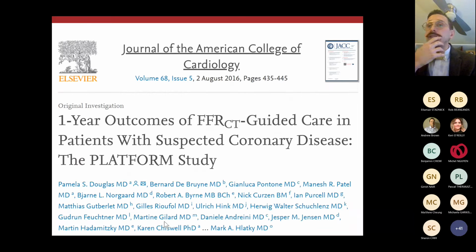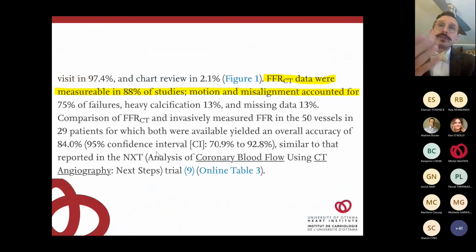Still, it should be noted that FFRCT is not actually measured, but it's instead calculated from coronary anatomy. Its derivation is based on numerous physical assumptions and virtual calculation of hemodynamics across the coronary trees. So a high-resolution, patient-specific anatomic model is essential for FFRCT calculation. Patient motion during image acquisition and heavy coronary calcification can significantly decrease the image quality of cardiac CT. And recent trials have shown that FFRCT is actually not even available in up to 12% of patients, mainly due to patient motion and vascular calcification.